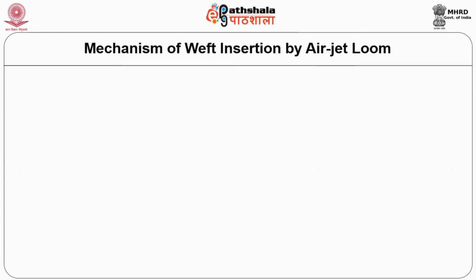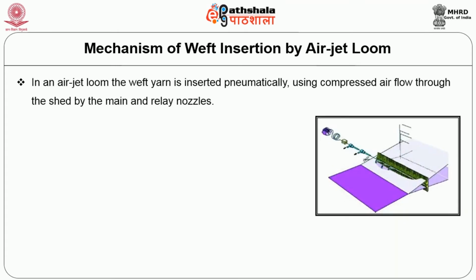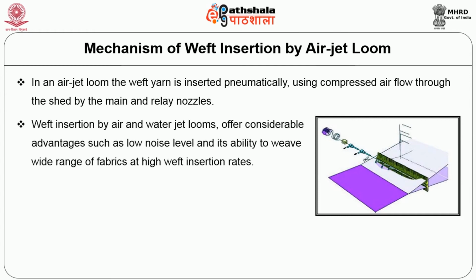Now let us deliberate on the fluid mechanism of weft insertion by air jet loom. In an air jet loom, the weft yarn is inserted pneumatically using compressed air flow through the shed by the main and relay nozzles. Weft insertion by air and water jet looms offer considerable advantages such as low noise level and its ability to weave wide range of fabrics at high weft insertion rates.